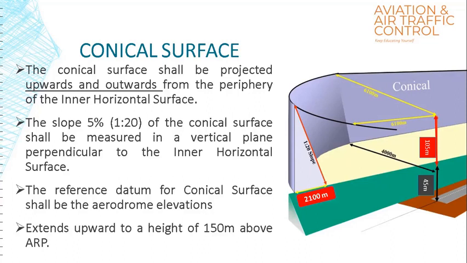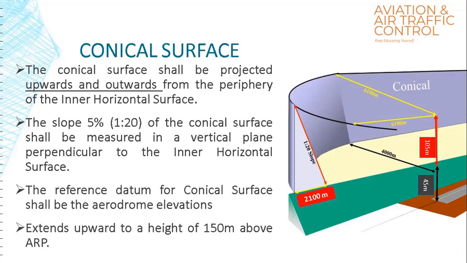So after 45 meters, we have the inner horizontal surface. The height of the inner horizontal surface is a flat 45 meters, and it will extend up to 4,000 meters. At the periphery of the inner horizontal surface, we will have our conical surface. The cone will extend outward and upward. And as we have mentioned, the slope is 5%.